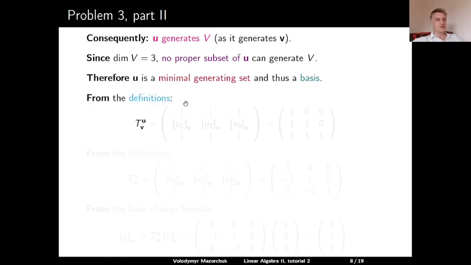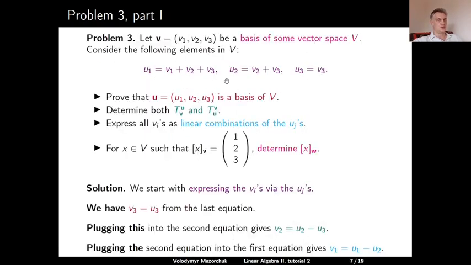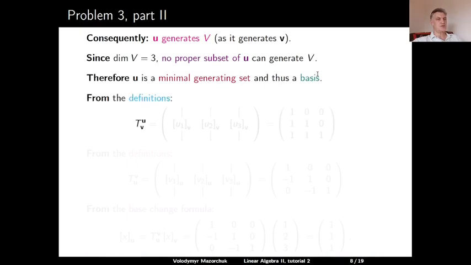So from the definitions, the transformation matrix from V to U consists of the coordinates of U1, U2, and U3 in the basis V, written as columns. And we have these coordinates from the formulation of the problem. So U1 is V1 plus V2 plus V3, so the coordinates are 1, 1, 1. U2 has coordinates 0, 1, 1, and U3 has coordinates 0, 0, and 1.